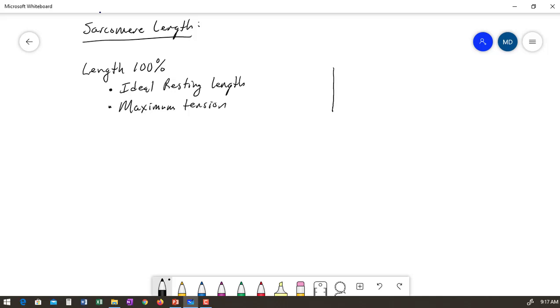Okay, so let's take a look. Here is a sarcomere. So these two lines here represent the Z discs, right? So that's one Z disc here, there's another one on the other side. Here is actin. And here is myosin. Okay, so just as a reminder here, green is actin and the purple is myosin.